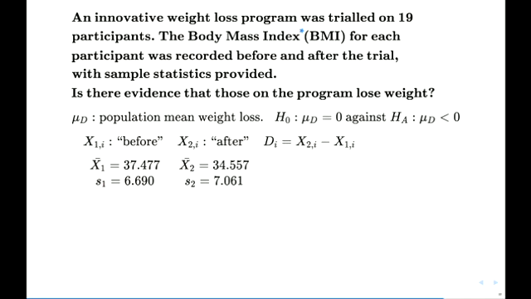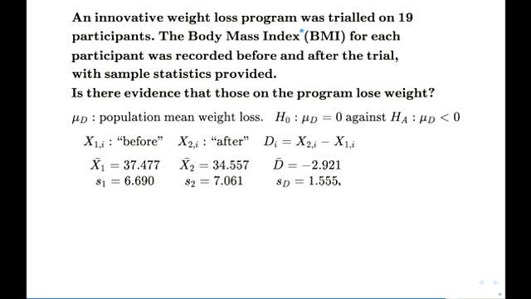People have, in some sense, lost weight, but is that a significant loss from the perspective of we only got 19 people here? Is this just statistical noise, or is there really something going on? Here are the statistics for the Ds, and this is what we focus on. The average weight loss across those 19 people was to shift the BMI down by 2.92 points. And we've got standard deviations for each of those as well.